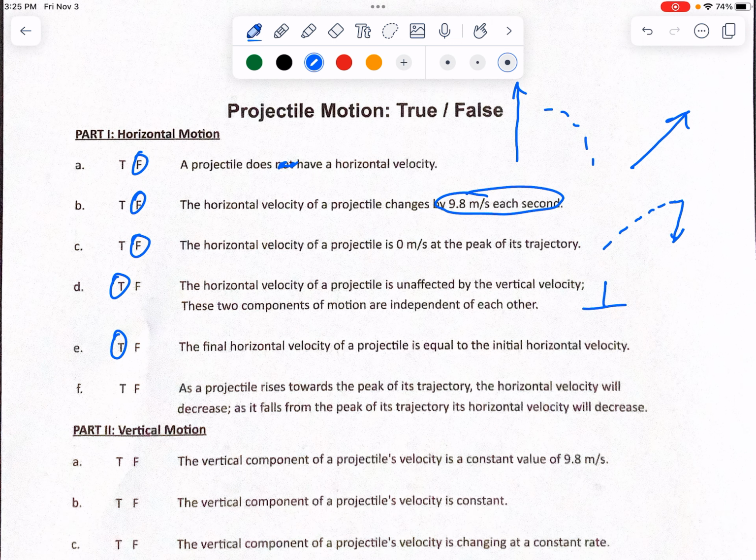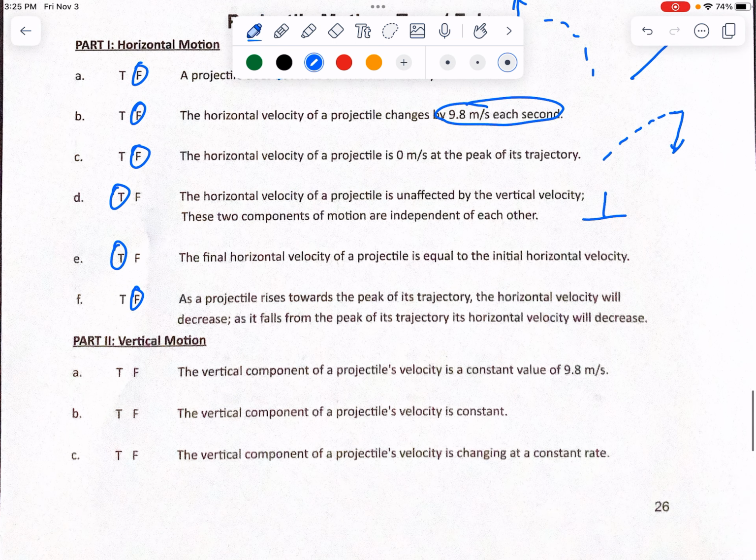F, as a projectile rises towards the peak of its trajectory, the horizontal velocity will decrease. As it falls from the peak of its trajectory, the horizontal velocity will decrease. Well, this is all wrong because we just said horizontal velocity does not change. So this is definitely false. None of that is true. So nothing changes at all.